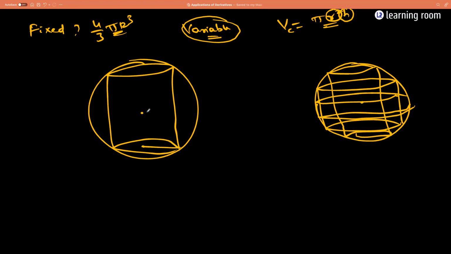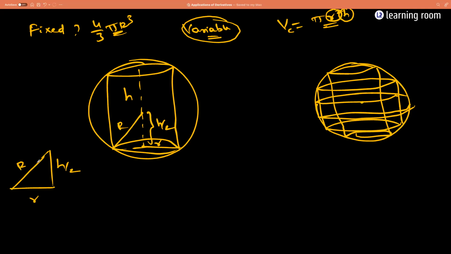So for that, I will start looking at the diagram. I have this r, the small r. I have this height, which by symmetry is broken into two equal parts, h/2. Look at this right angle triangle. This is h/2, this is small r, this is capital R. So among all these, which is the variable? Small r and h/2 are variables, capital R is a constant.